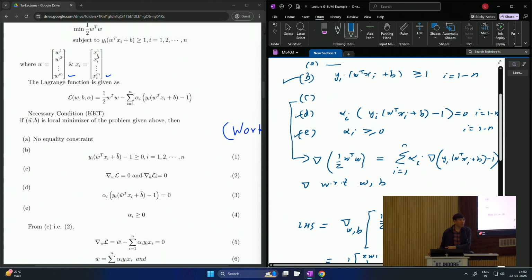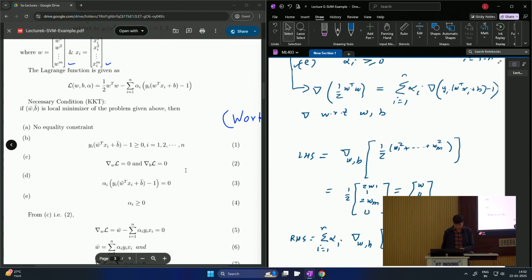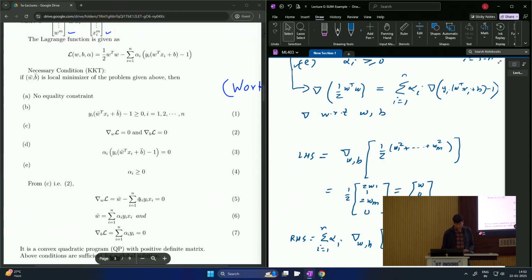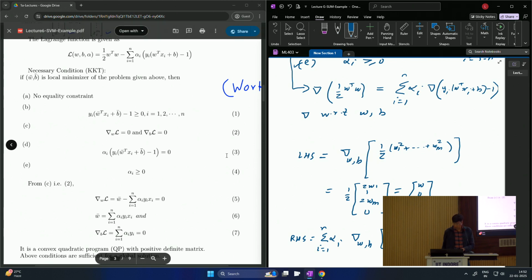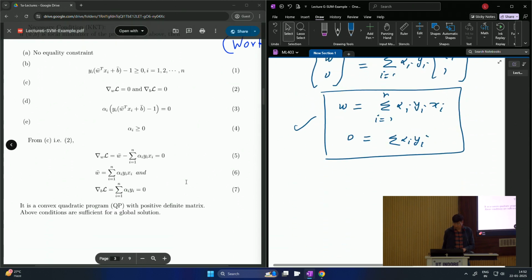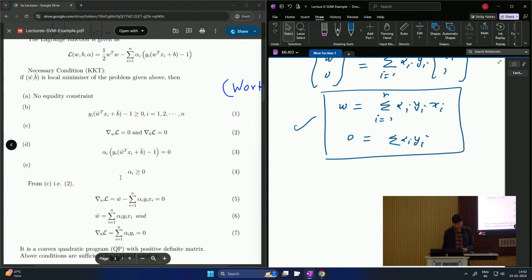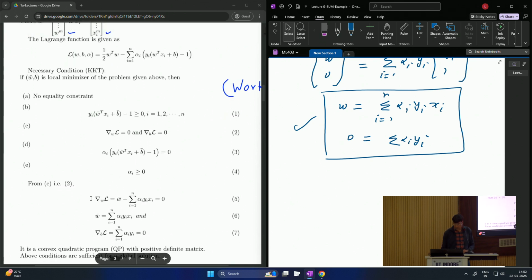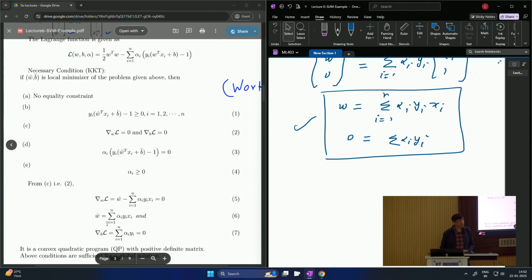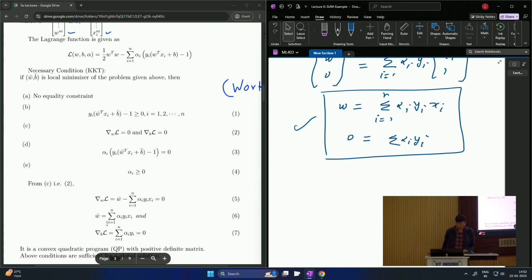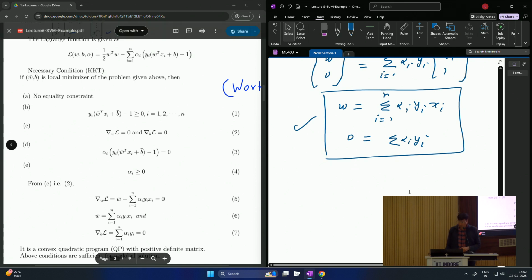So you can do it this way as well. If this is easier for you, follow the scribble in my recording. If this is easier, then follow the notes. You get the same answer. You get W, the same thing. W is equal to this. Everybody with me? Okay.